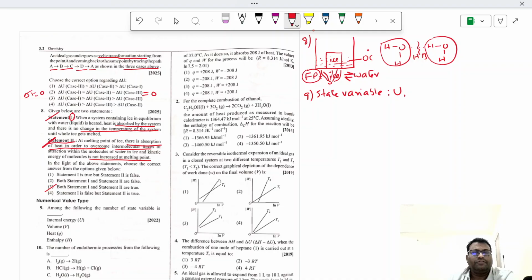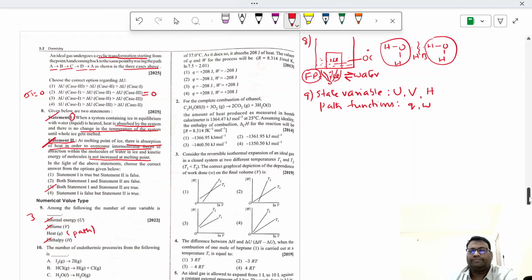Volume is a state function, whereas we have only two path functions. What are those? Heat and work. The remaining, enthalpy, is also a state function. So among the following, the number of state functions: internal energy, volume, enthalpy. Whereas heat energy is what? Path function, right? So the answer will be 3.